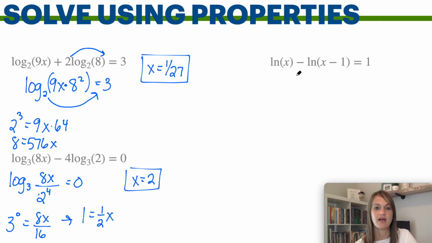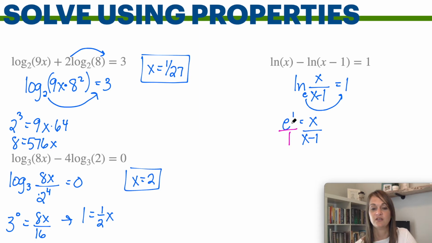In this case, we have the natural log of x divided by x minus 1 equals 1. To get rid of the natural log, we would use the letter e, so e raised to the 1 is going to equal x divided by x minus 1. So anytime you have a fraction, you can make everything a fraction, and then you can cross multiply. So e, I'm just going to rewrite as 2.718. So e times x minus 1 equals 1 times x.